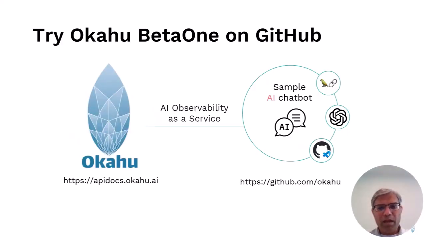In summary, Okahu is an AI observability as a service that offers you a simple way to capture everything about your production AI workloads.